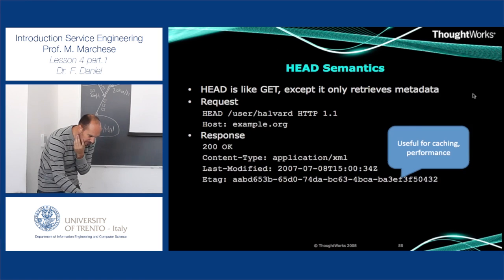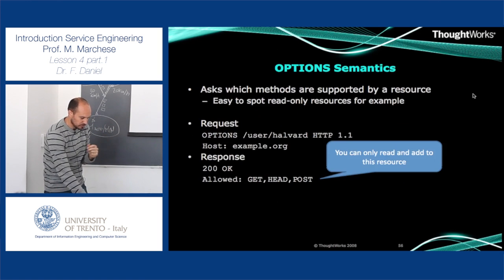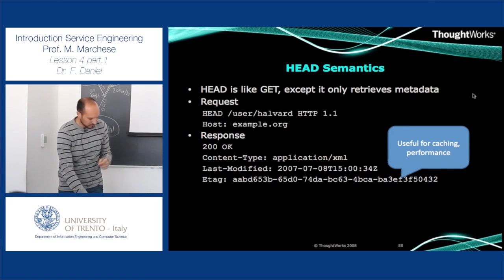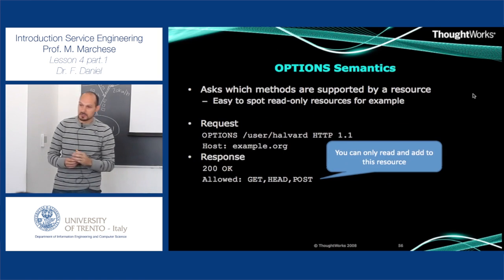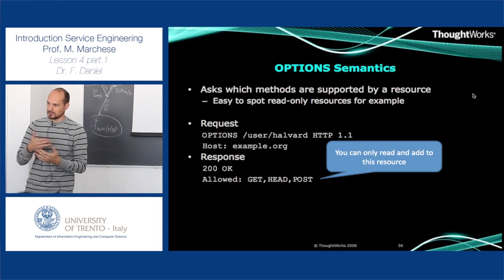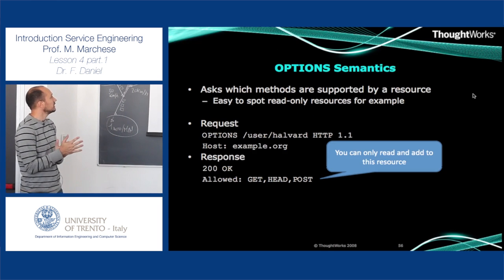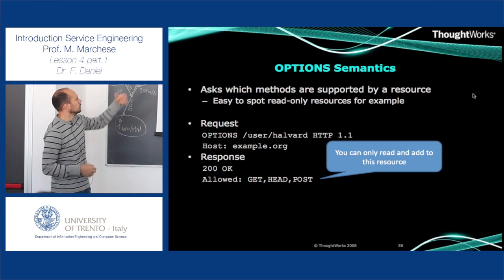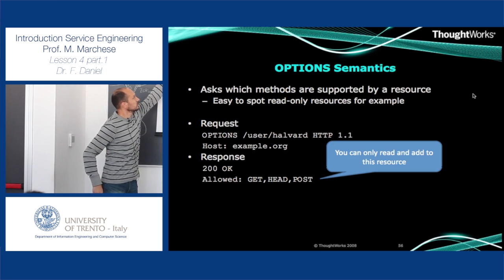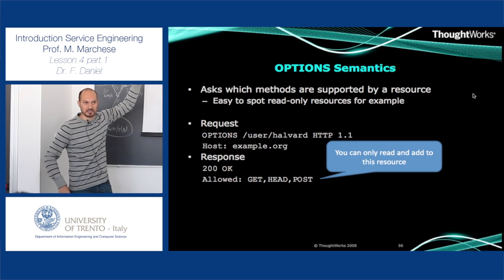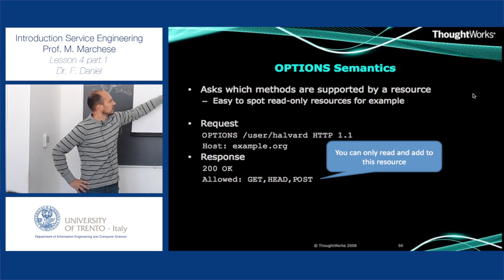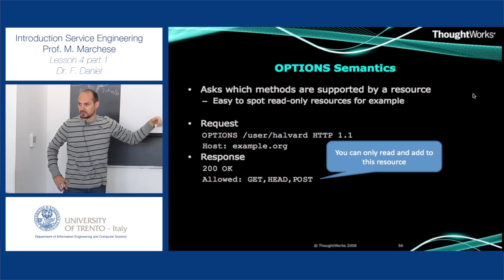What is here? Useful for caching. Of course, this we will see with the conditional get in a few slides. The options semantics is what I showed you before on my own website. Options is telling you which operations you can do on this specific URL. So you do options users. In my case, I did options on floriandaniel.it, and I got a 200 OK, and then allowed get, head, post.